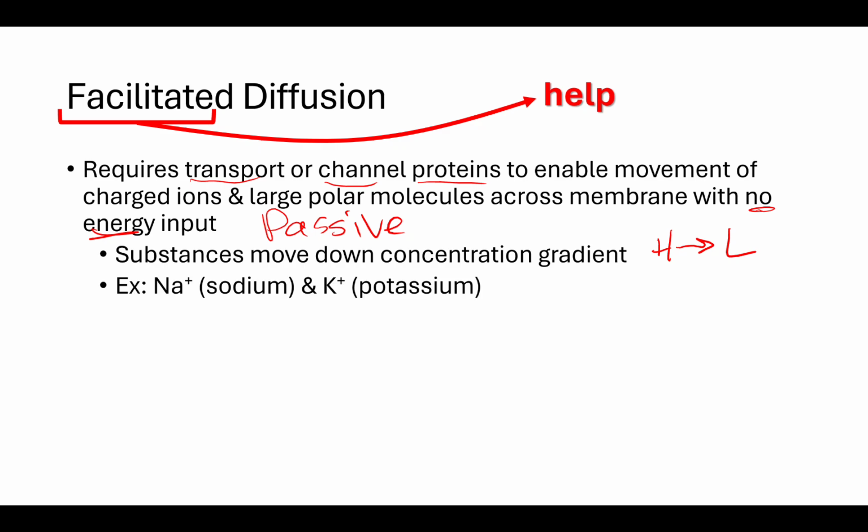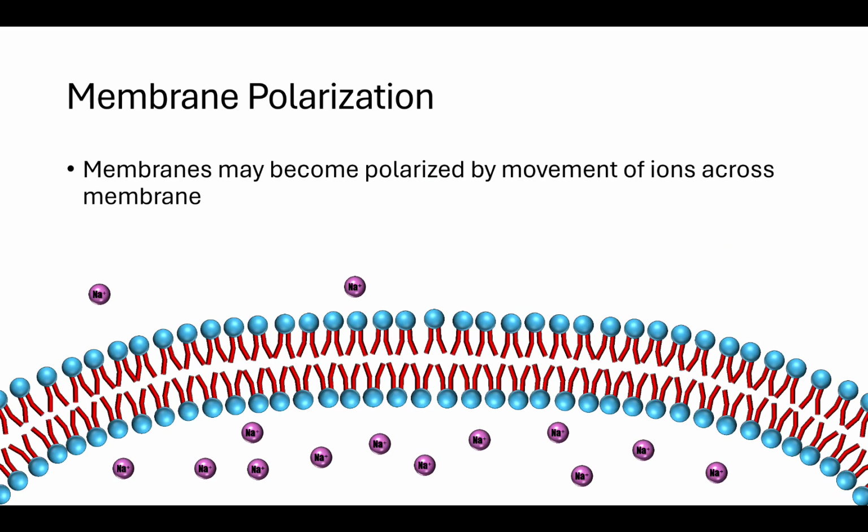So some examples of some of the commonly moved substances would be ions like sodium or potassium, or if you're trying to move any other type of ion like chloride or calcium. Large polar molecules, things like glucose, will also need to be moved this way.